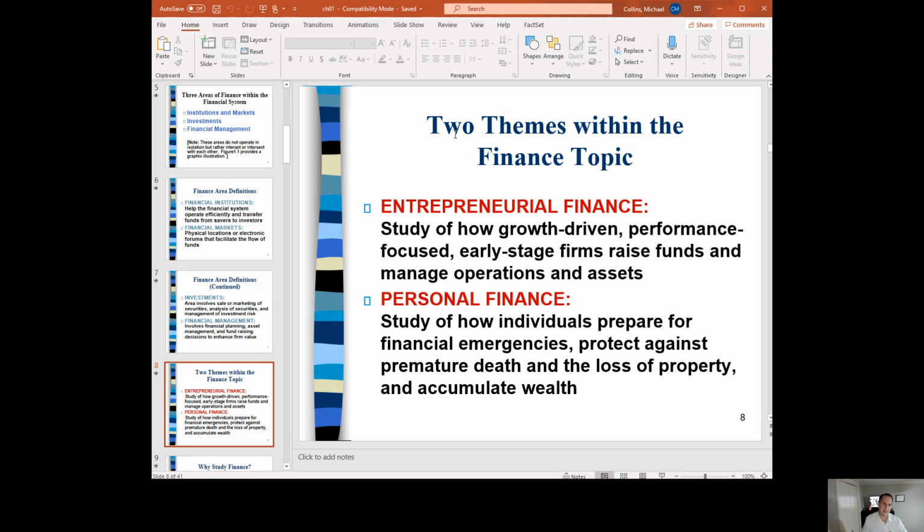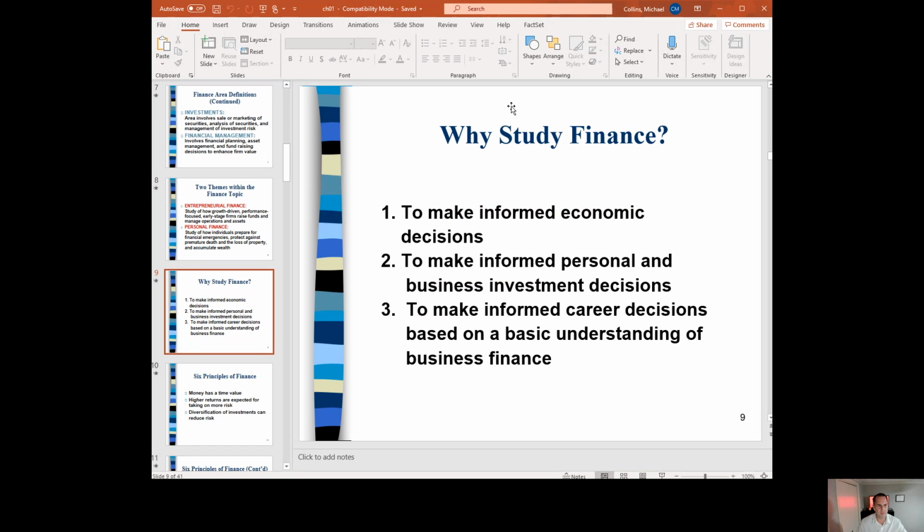Personal finance, that's the study of how individuals prepare for financial emergencies, protect against premature death, loss of property, and accumulate wealth. Why study finance? To make informed economic decisions, to make informed personal and business investment decisions, to make informed career decisions based on a basic understanding of finance.